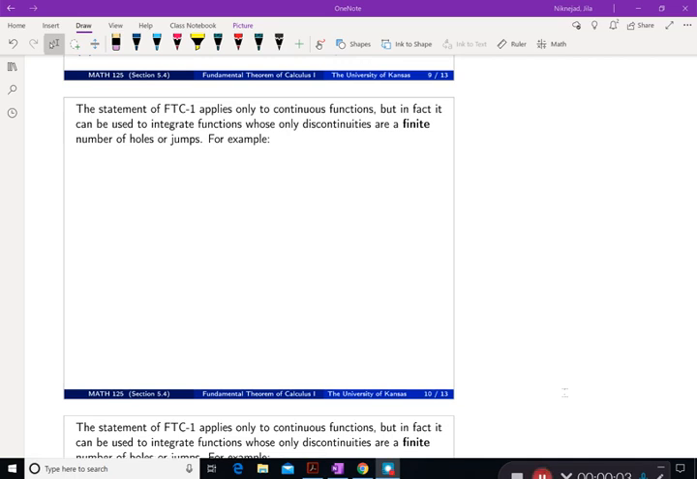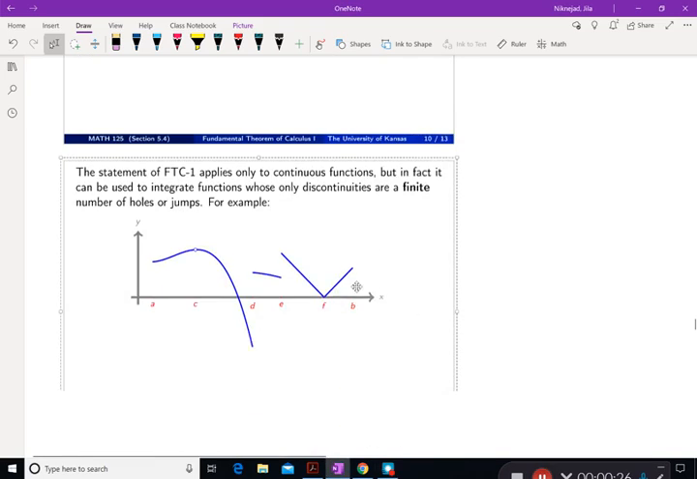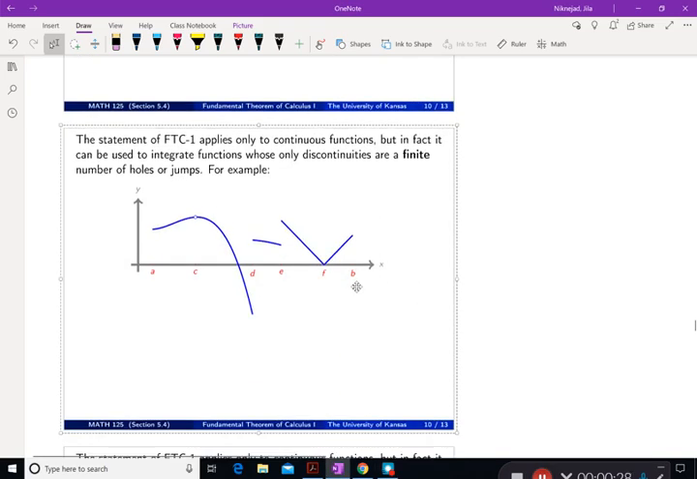Section 5.4, this statement of the fundamental theorem of calculus, part 1, applies to continuous functions, right? But in fact, it can be used to integrate functions whose number of discontinuities is just a finite number of holes and jumps. And so let's do an example of that. Look at this function. How many jumps and holes do you see?